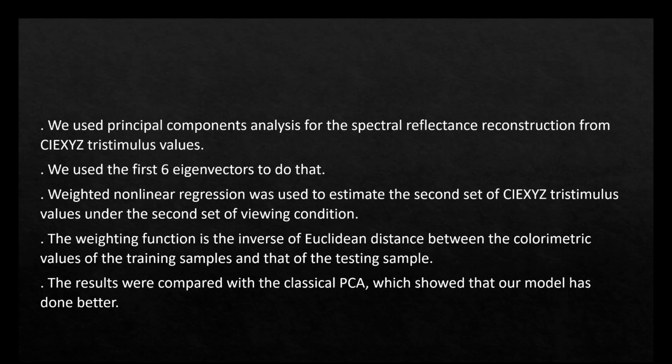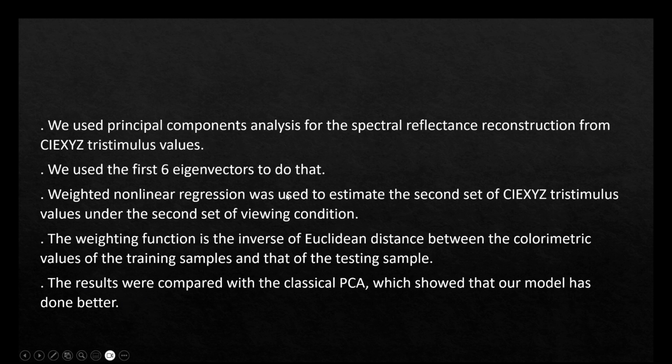Let's say we want to write an abstract for a paper, but all we have is a bunch of bullet points which summarizes what we have done overall. Like we use principal component analysis for the spectral reflectance reconstruction from CIE XYZ to stimulus values. We use the first 6 eigenvectors. Weighted nonlinear regression was used to estimate the second set of XYZ to stimulus values under the second set of viewing condition. The weighting function is the inverse of the Euclidean distance between the colorimetric values of the training samples and that of the testing sample. And also the results are compared with the classical PCA, which showed that our model has done better.